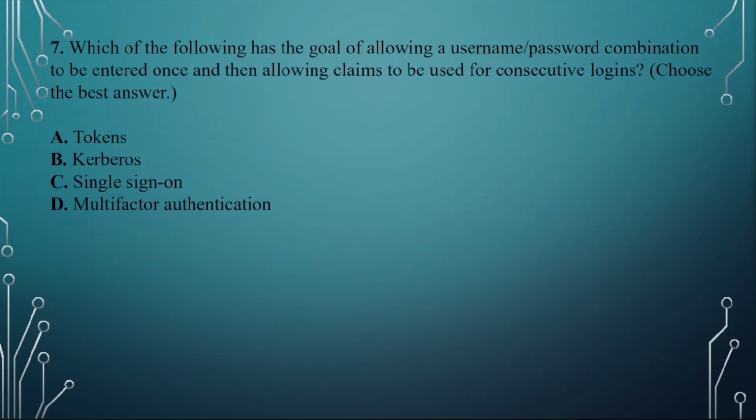Question number 7. Which of the following has the goal of allowing the username/password combination to be entered once, then allowing claims to be used for consecutive logins? Choose the best answer. A. Tokens, B. Kerberos, C. Single sign-on, D. Multi-factor authentication.